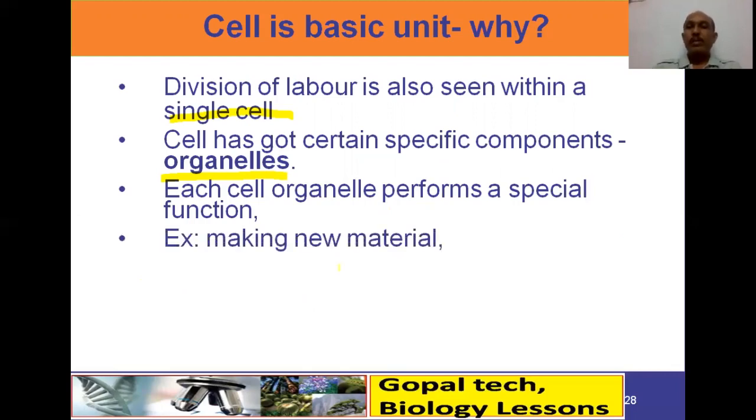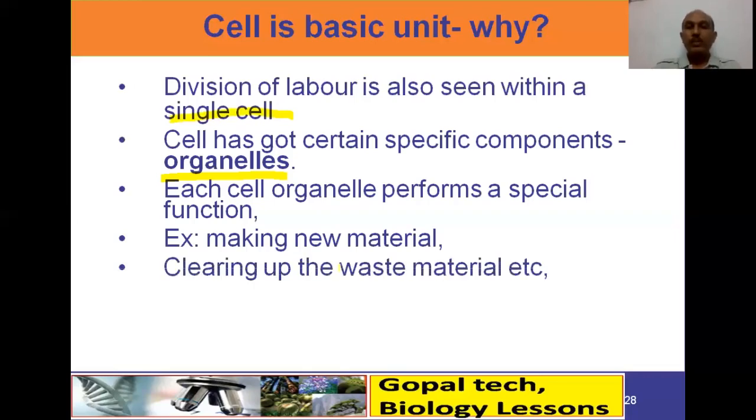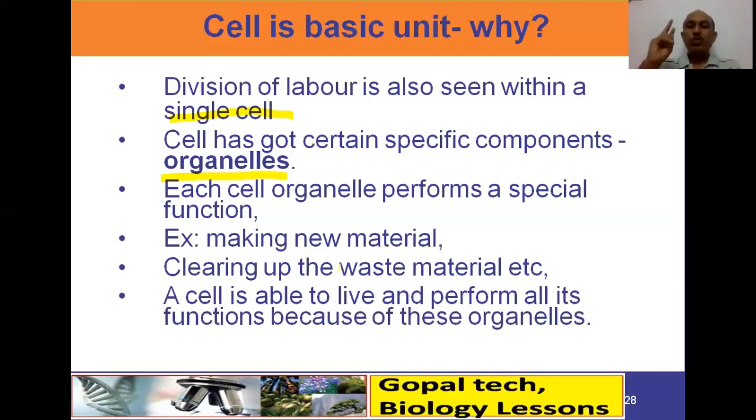For example, making new material, that is done by chloroplast, clearing up the waste material, etc. So therefore, a cell is able to live and perform all its functions because of these organelles. जैसे शरीर में organ काम करता है, वैसे सेल के अंदर organelles काम करते हैं. So therefore, cell is called the basic unit of life. ये बहुत इंपॉर्टेंट क्वेश्चन है, 2 मार्क का पूछेंगे. Why is the cell called the basic unit?